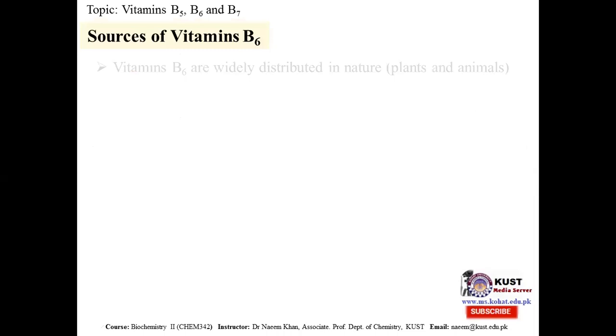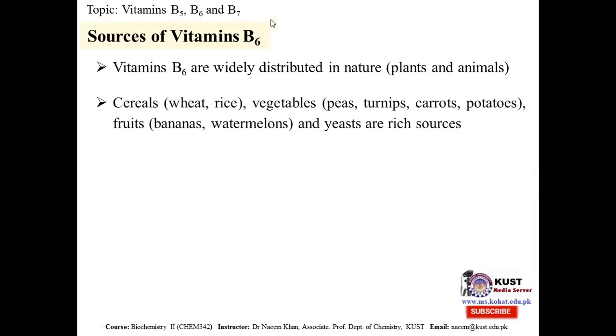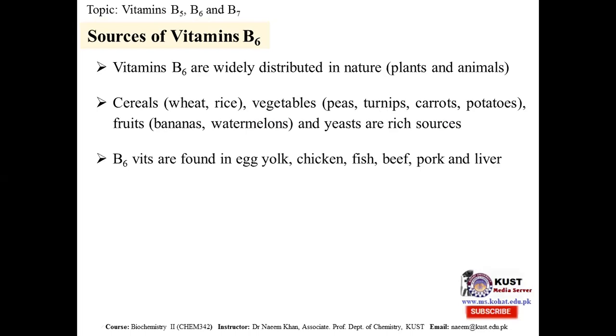Sources of vitamin B6: they are widely distributed in nature, in plants and animals, just like vitamin B5. Cereals like wheat and rice, also vegetables such as peas, turnips, carrots, and potatoes, also fruits like watermelons and bananas, and yeast. They are the richest sources of vitamin B6. So vitamin B6 can be obtained from these sources. These are our most common foods, like wheat, rice, peas, turnips, potatoes, bananas, watermelons. So it is widely distributed.